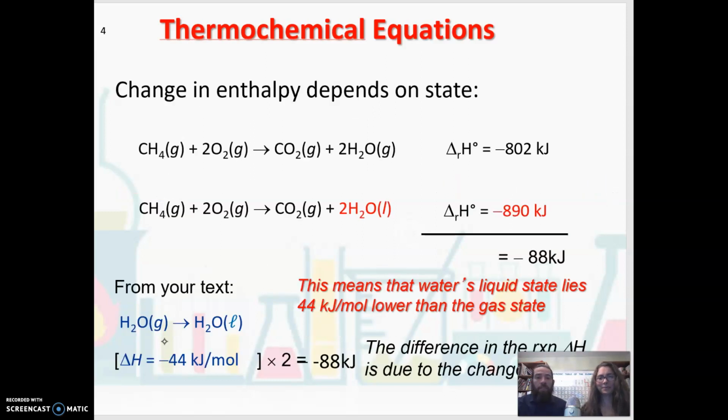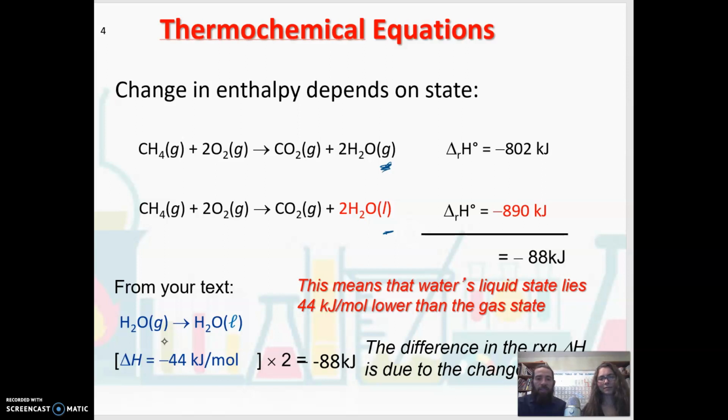Right? The change of enthalpy depends on the state, so we have to be careful here. We've got two reactions that look very similar, except the second one, the water that was produced is in the liquid state as opposed to the gas state, and the delta H of those reactions are not the same. There's a difference in those of 88 kilojoules.